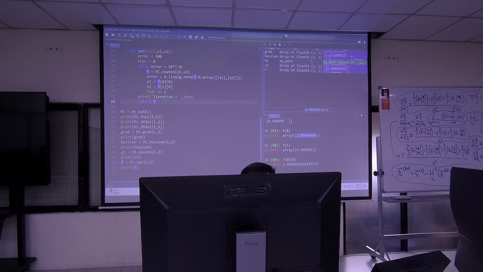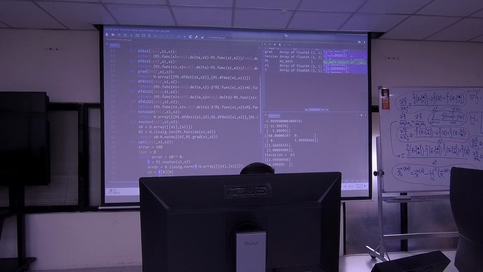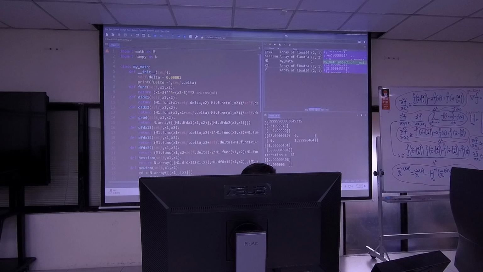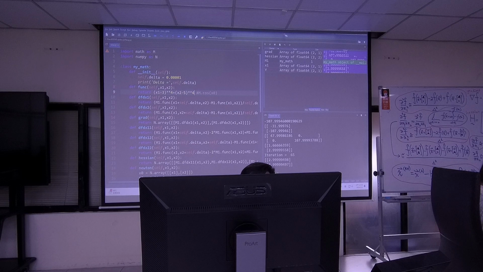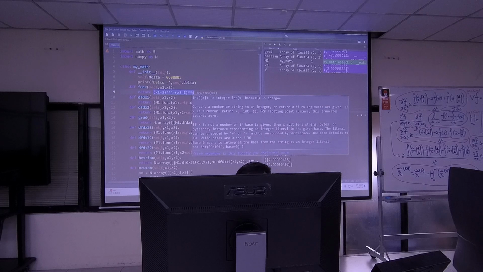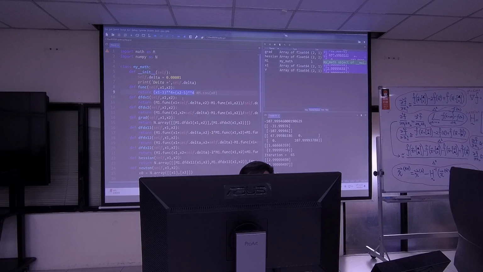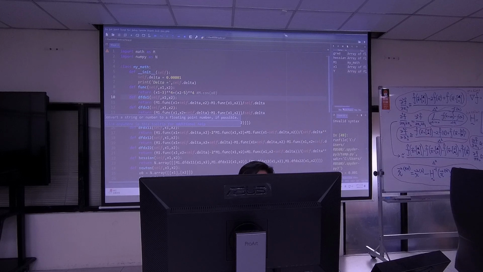Okay, let's run the code. If I also change this to the fourth order, 65 iterations. True answer, 3 and 5. If x1 equals 3 and x2 equals 5, the function equals 0. Basically, that is the smallest possible value you can have.